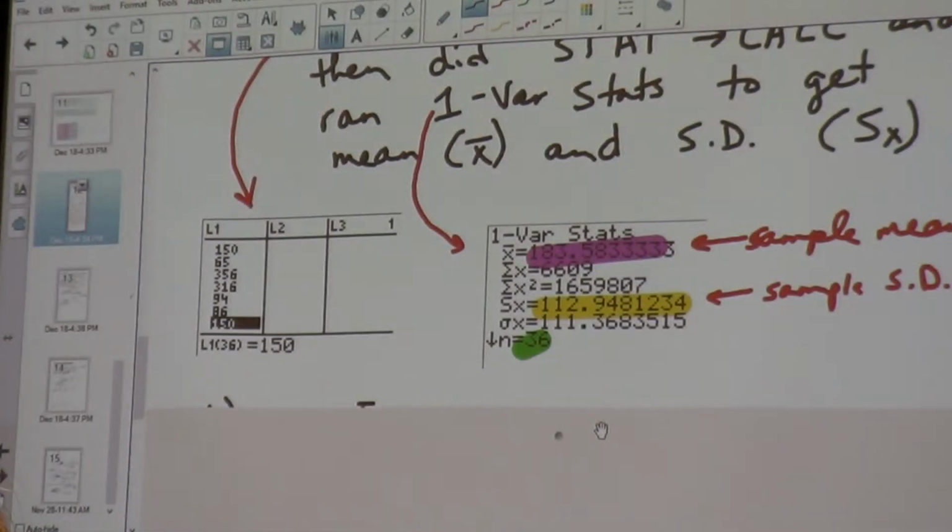Oh, look, it's pink. Oh my gosh. That will be new for next semester.